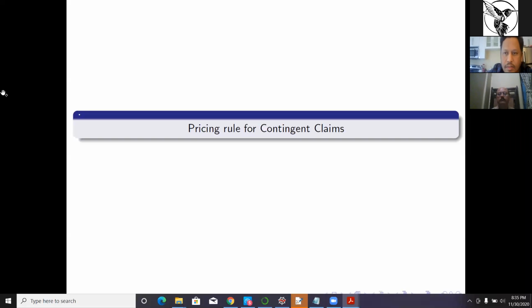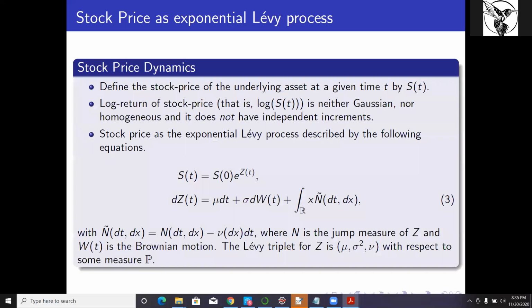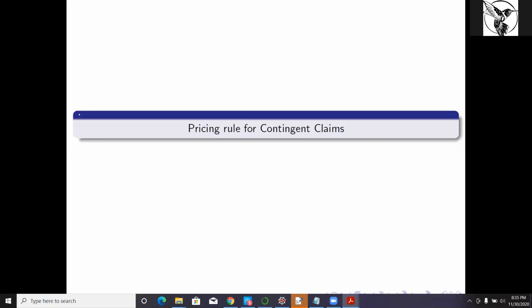So we discussed the Levy process, right? The definition of the Levy process and how we can use the Levy process for modeling the stock price. Now we are going to discuss the pricing with the Levy process. First, we discuss the pricing rules.